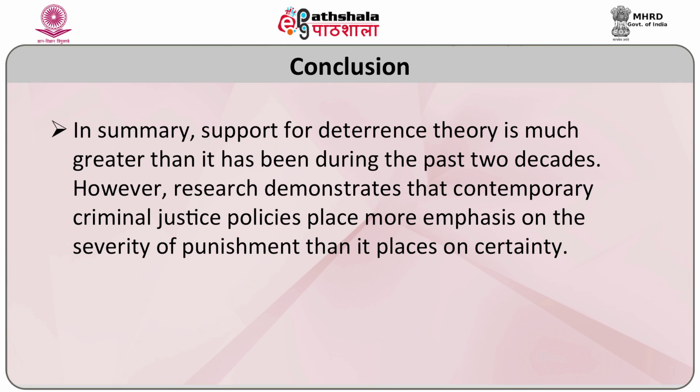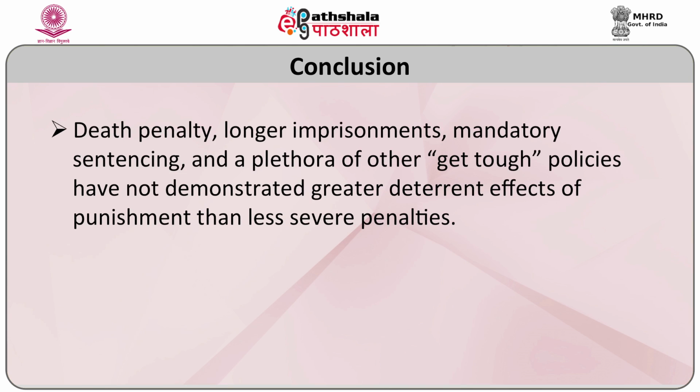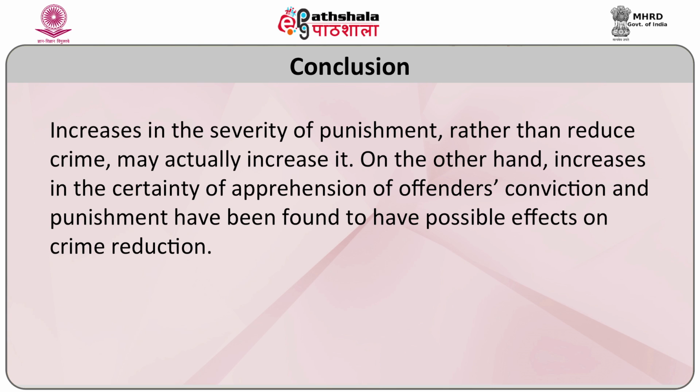However, research demonstrates that contemporary criminal justice policies place more emphasis on the severity of punishment than on certainty. The death penalty, longer imprisonments, mandatory sentencing, and a plethora of other get-tough policies have not demonstrated greater deterrent effects than less severe penalties. Increases in the severity of punishment, rather than reducing crime, may actually increase it. On the other hand, increases in the certainty of apprehension of offenders, convictions, and punishment have been found to have possible effects on crime reduction.